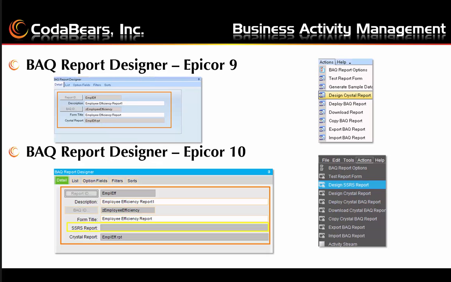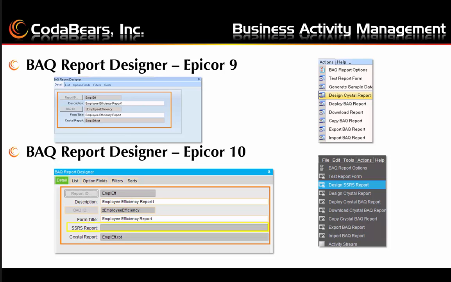So here we show the difference between the BAQ report designer in Epicor 9 and in Epicor 10. Similar to the BAQs themselves, the BAQ report designer has moved to its own menu area under System Management Business Activity Queries. Designer window and tabs have remained the same, other than adding options for the SSRS reports in the Actions menu and in the Detail tab.